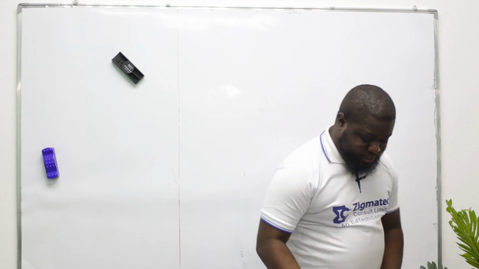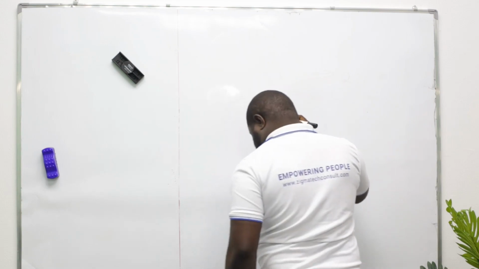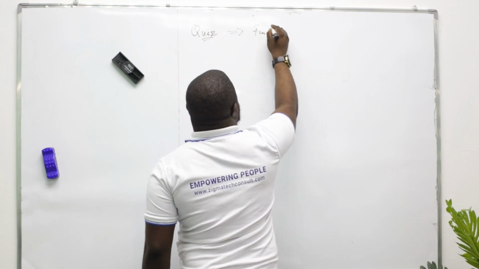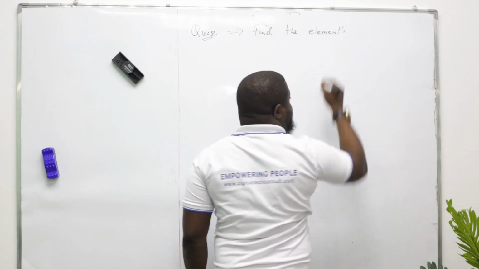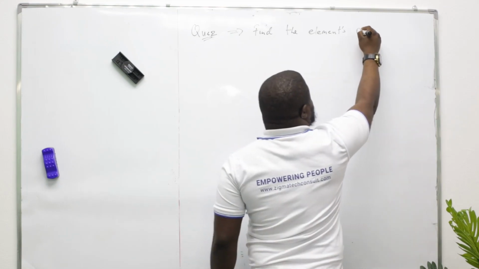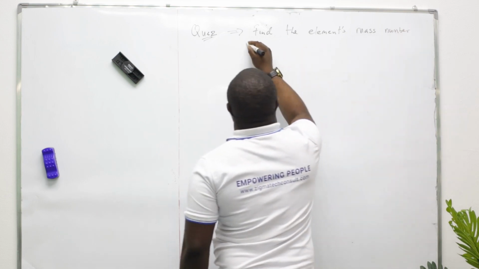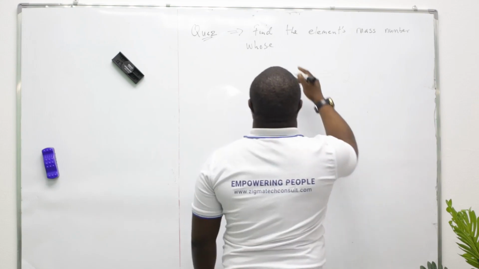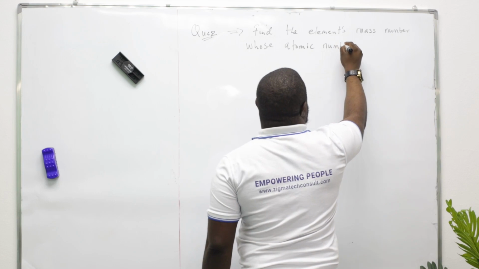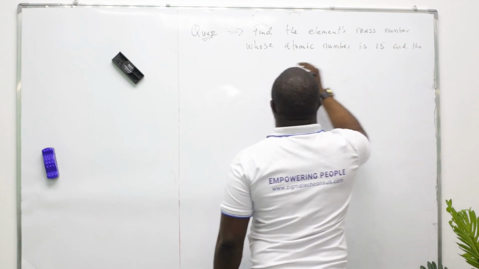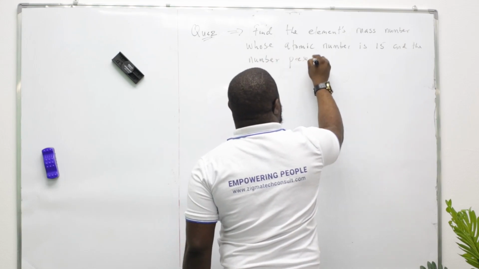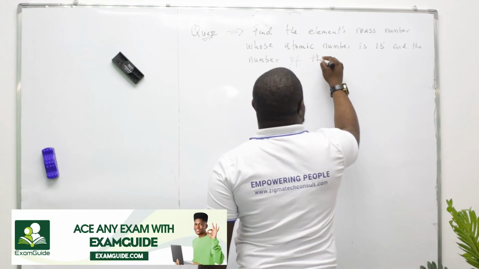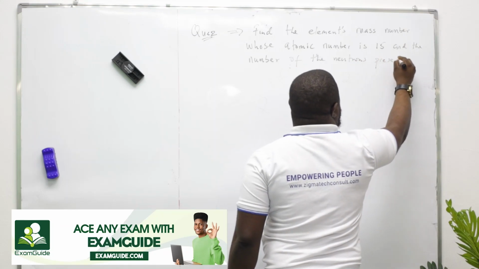Question. They say, find the element's mass number whose atomic number is 15, and the number of neutrons present is 15.